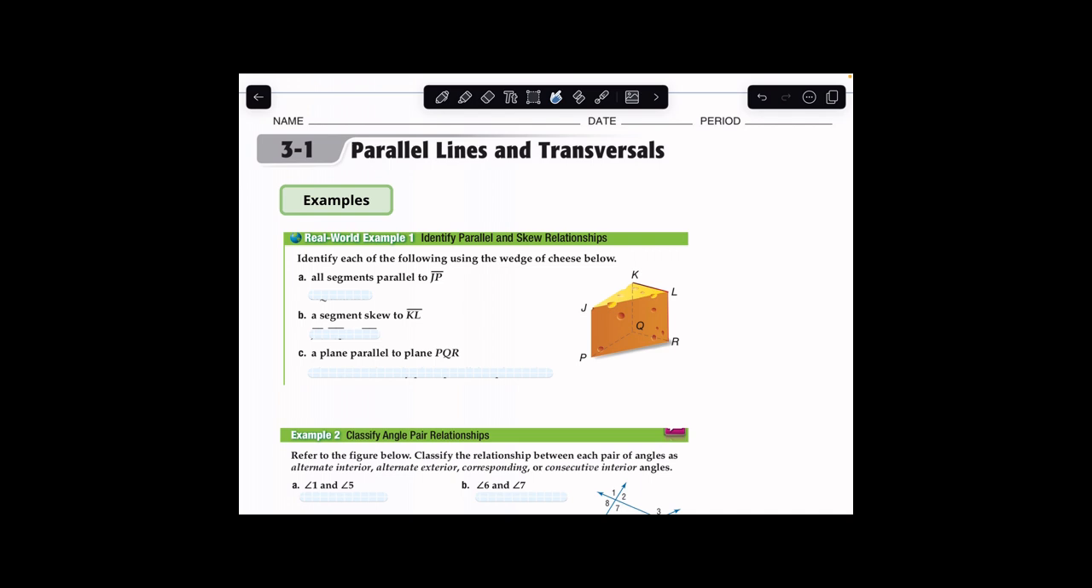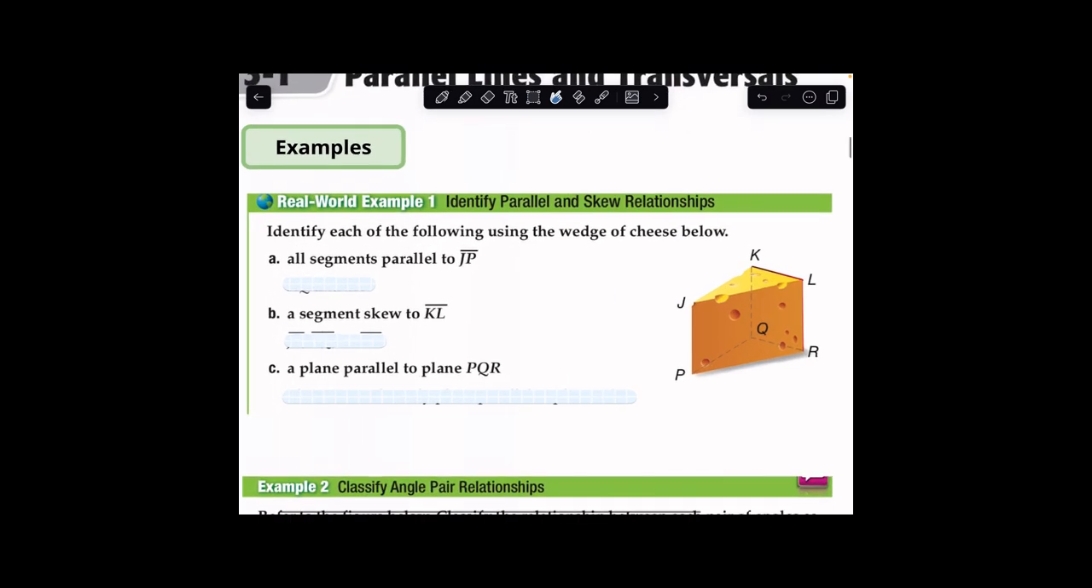Let's take a look at the example problems from section 3.1, Parallel Lines and Transversals. First up, we have a real-world example of identifying parallel and skew relationships on this block of cheese. Identify each of the following using the wedge of cheese below. All segments parallel to segment JP.